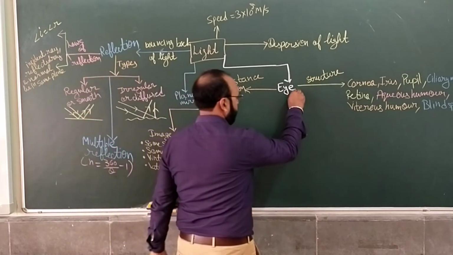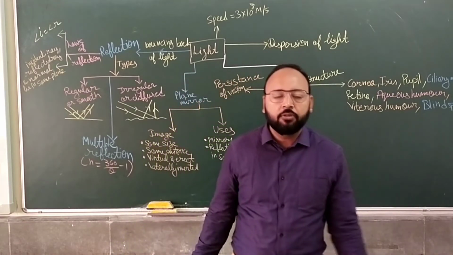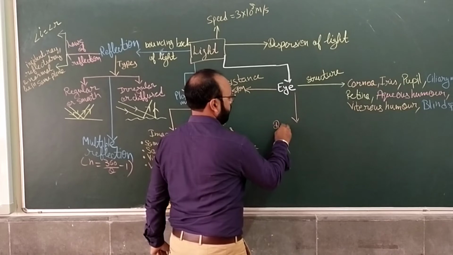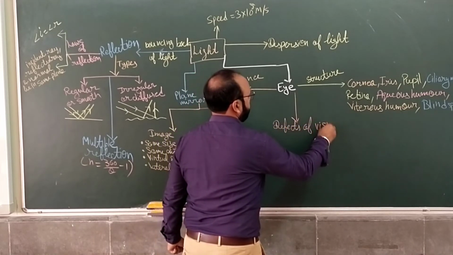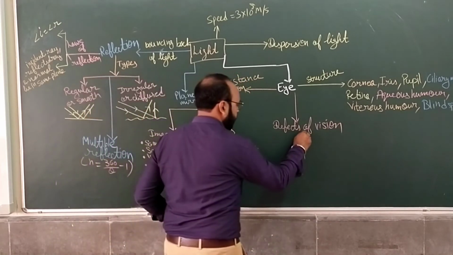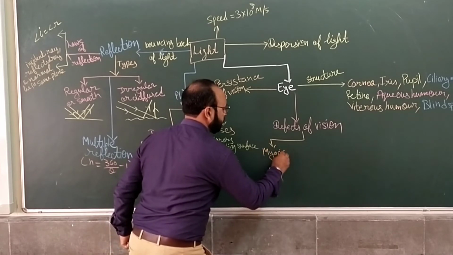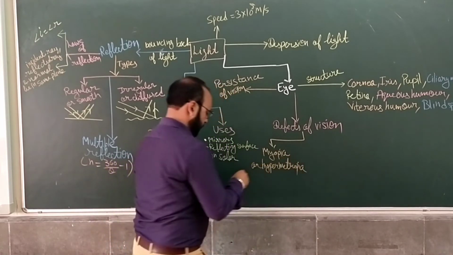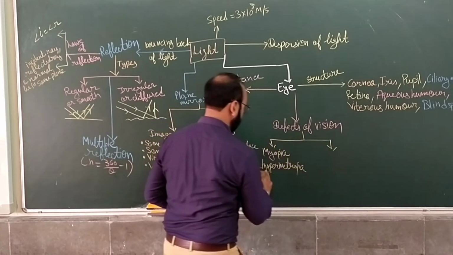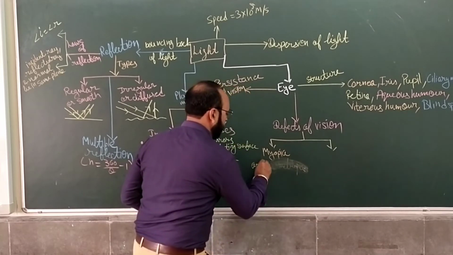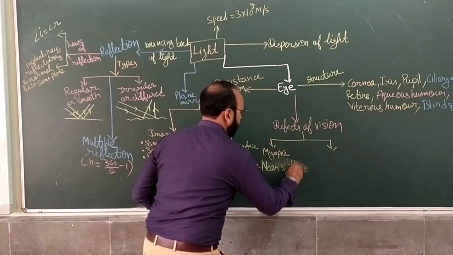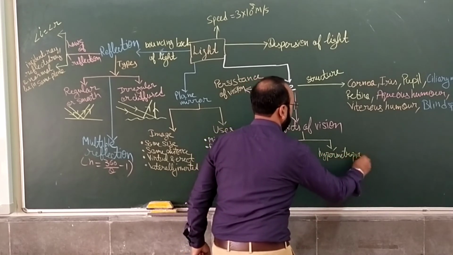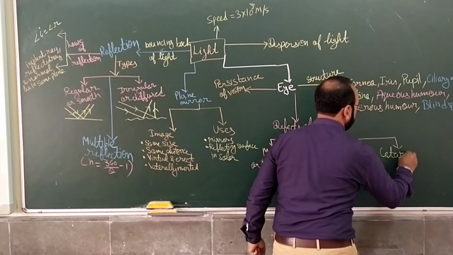Okay. Now, we know that the eye is a delicate organ, which means it may have some diseases. Those diseases are known as defects of vision. In defects of vision, we further discuss 3 types. One is myopia, or nearsightedness. Then here we have hypermetropia, or farsightedness, and third is cataract.